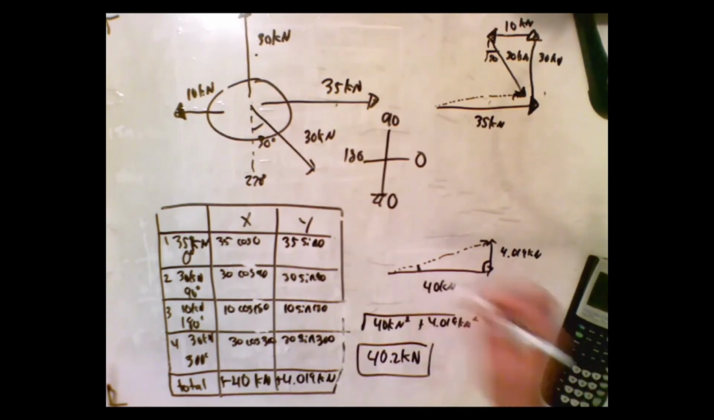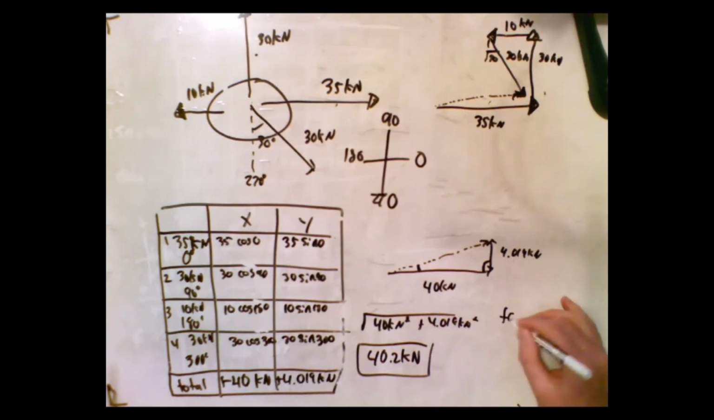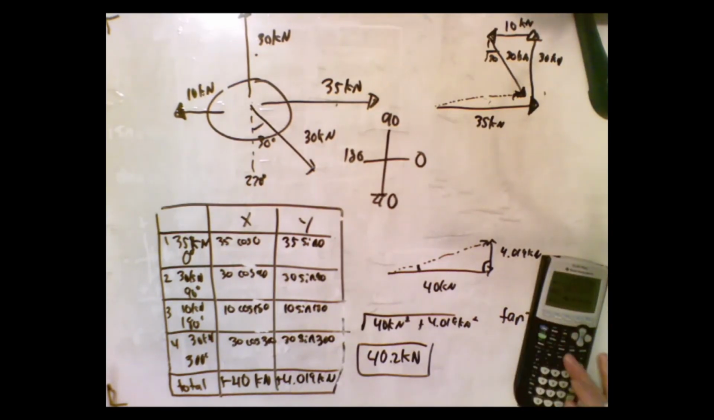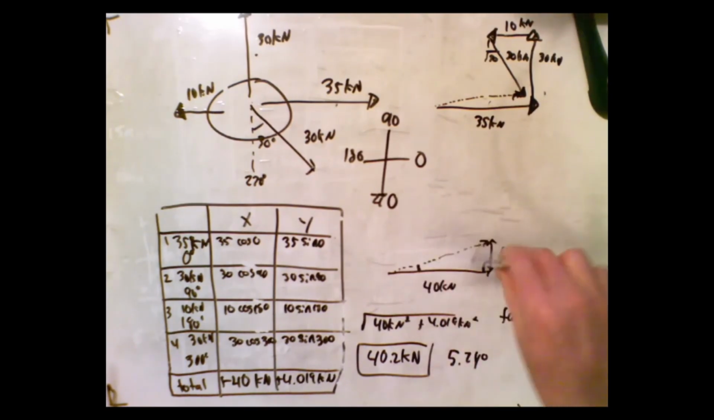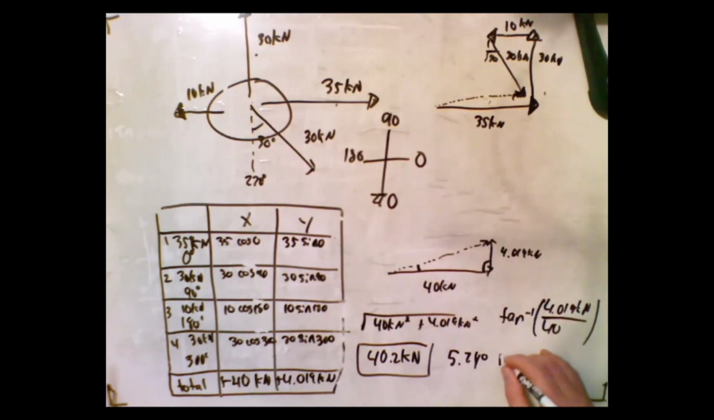And then I need my angle. So to get my angle, I'm going to tan negative 1 of opposite over adjacent. And when I do that, tan negative 1 opposite over adjacent, and I get 5.74 degrees. I'm not going east, I'm going north of east. There we go. And that's how you solve that question.